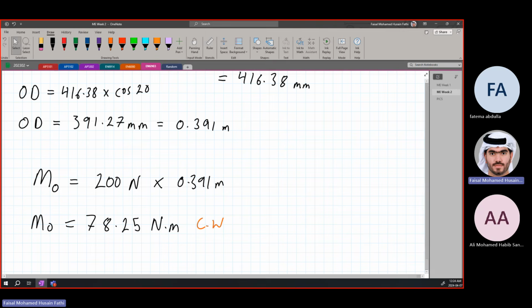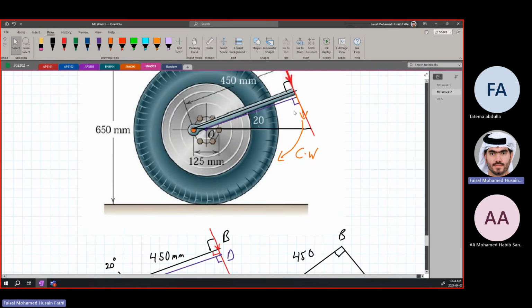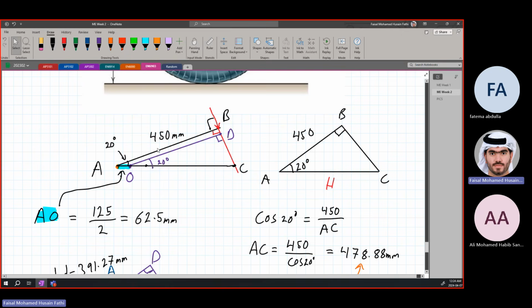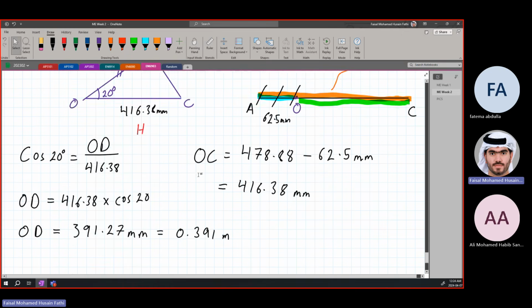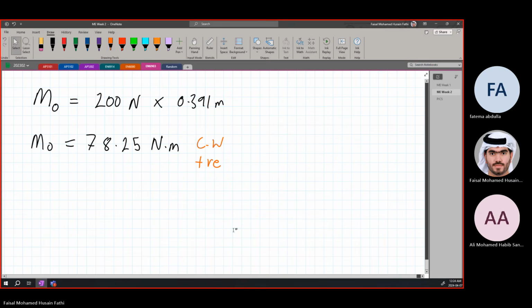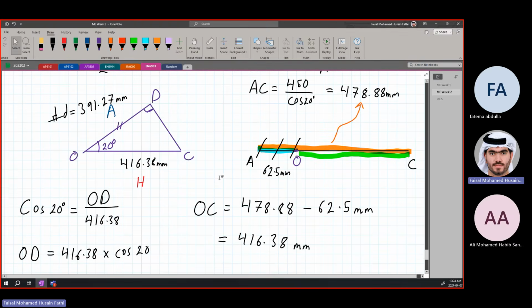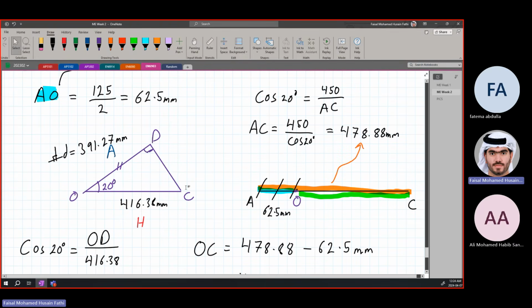As you can see, mostly here it is all about the trigonometry. A question could be about the forces where you have to analyze, sometimes it can be about the geometry of finding the perpendicular distance, and sometimes it can be both combined. All right, clockwise means this is a positive moment. Very straightforward. Is this clear? Does it make sense what I did here?